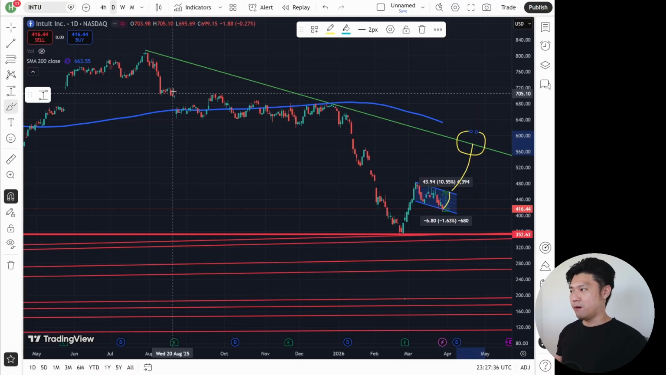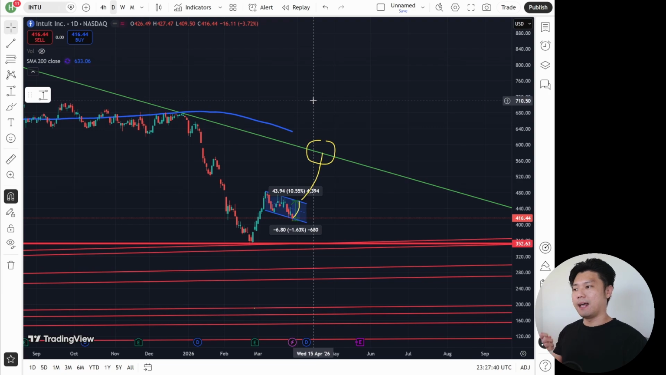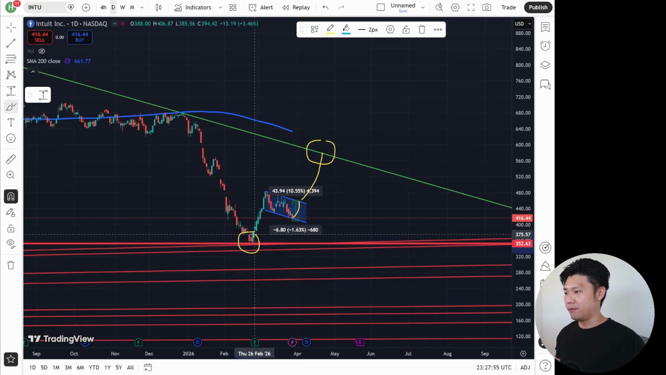What is the longer term? In my humble opinion, Intuit stock has already bottomed out at around this price, $352. The reason why is, if you look at this over here, you've got really strong support. And where is this dated to?